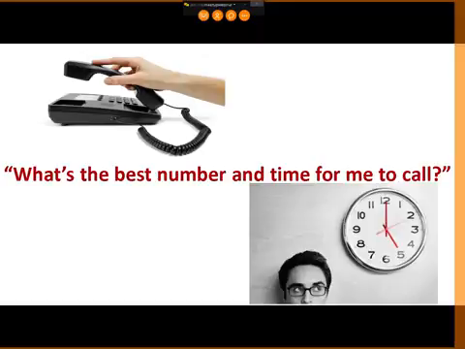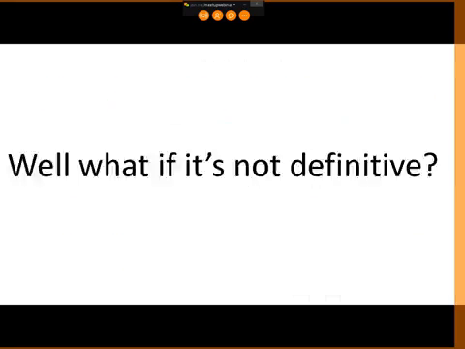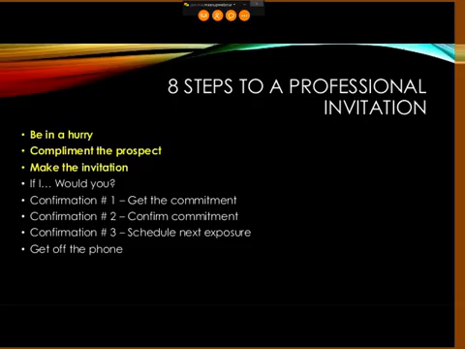And then they say, well, this is a great time to call, call around like 5 o'clock. Okay, great. So I'll call you at this number at 5 o'clock, this is a great time to call? You say, great, awesome. All right. Now let's recap. That's when you get off the phone after that. Let's go back and recap how you want to do a proper invite.